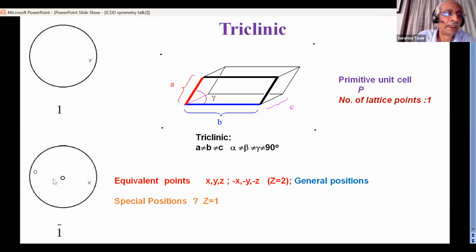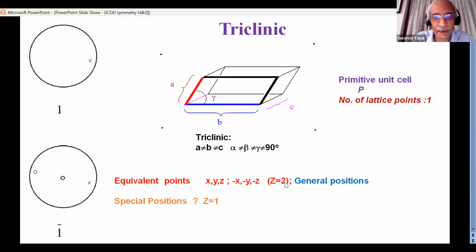Further, if we have this 1 bar symmetry, for every point x, y, z in this space, we will have a corresponding minus x, minus y, minus z. And these are referred to as the general positions, and the notation that is given is Z equal to 2.